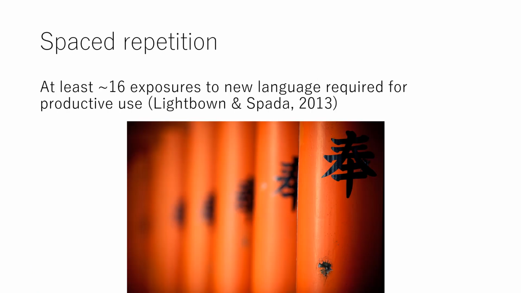We probably need to include some kind of spaced repetition in there. So Lightbown and Spada said that we need at least 16 in-context exposures to new language in order to be able to use it productively on average, possibly more than that. And we also need to remember that people forget things.